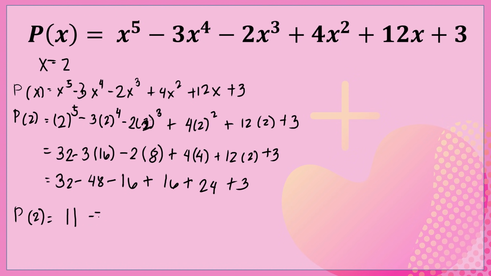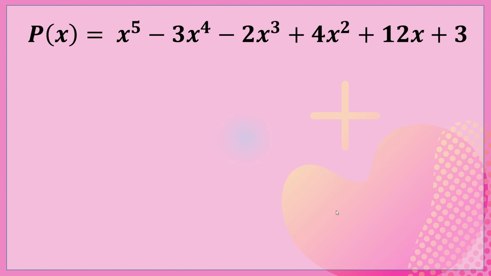So therefore, si positive 11 is the remainder when we divide x raised to the 5th power minus 3x to the 4th power minus 2x cubed plus 4x squared plus 12x plus 3 kay x minus 2. Okay, hindi ko na po gagawin synthetic division ha. Now, let's have example number 4, the last one.